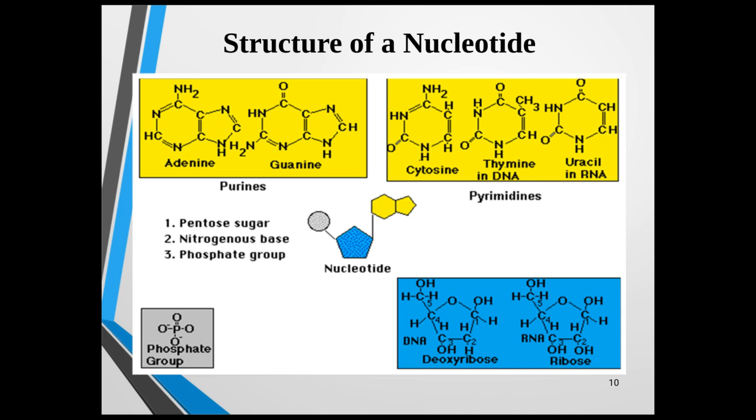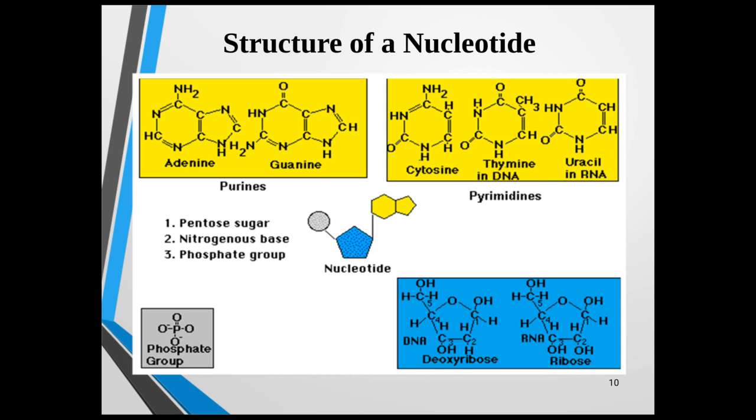Okay. So now here's the structure of our nucleotide. On the left, in the yellow boxes, we have our purines, which are our longer bases, our adenine and guanine, A and G. As you can see, they have two sections to them. That's why they're the longer bases. On the right side, we have the pyrimidines, which are the smaller bases.